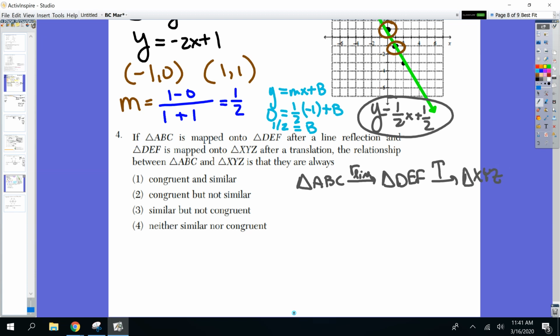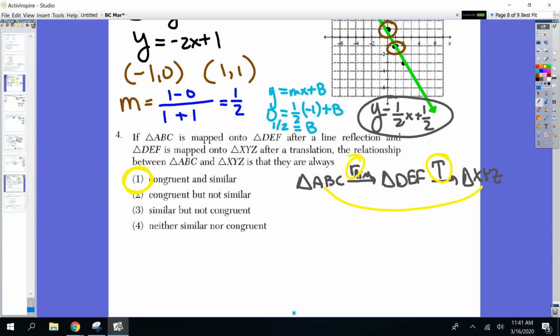What is our relationship between ABC and XYZ? Well, what do you know about a reflection? Rigid motion, does not change angle measure or line segments. And what do you know about a translation? Also a rigid motion, preserves distance and angle measure. So ABC and XYZ are still the same looking triangle, just in a different position on the graph. So we know they're congruent to each other. And if they're congruent, they also have to be similar to each other. So these two are congruent and similar.